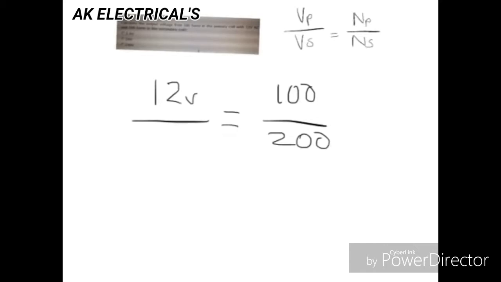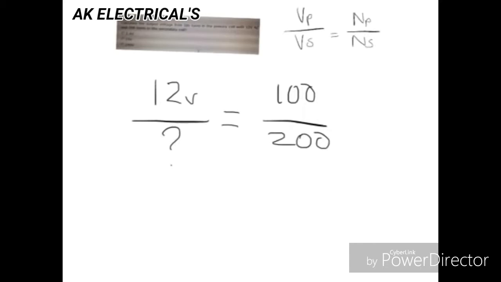So if you actually have a look, you can see that just here, and you can also see it just here as well. So there you go, there's 100 turns in the primary, 200 turns in the secondary, and there's the voltage, and it does state that the voltage here is in the primary coil. So we are trying to find the voltage in the secondary coil.